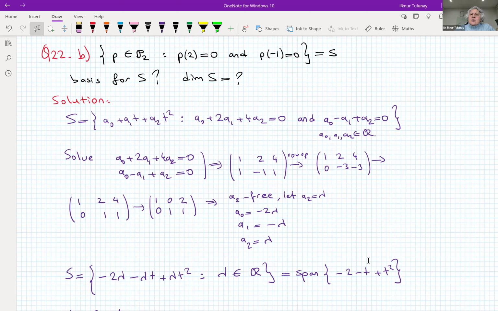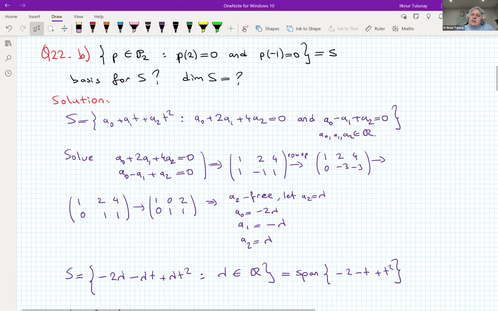Here, in this case, we have the set of all polynomials of degree smaller than or equal to 2, satisfying these two conditions: P(2) is equal to 0 and P(-1) is equal to 0. This 'and' is extremely important, actually. S is a subspace, and we would like to find a basis for S and find out its dimension.